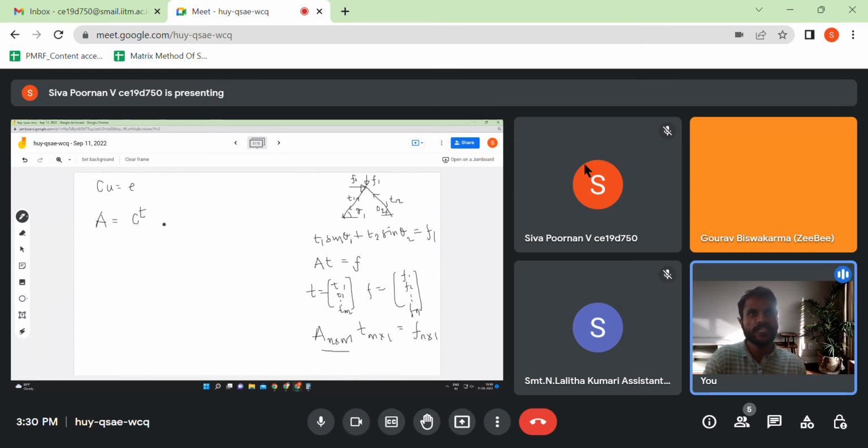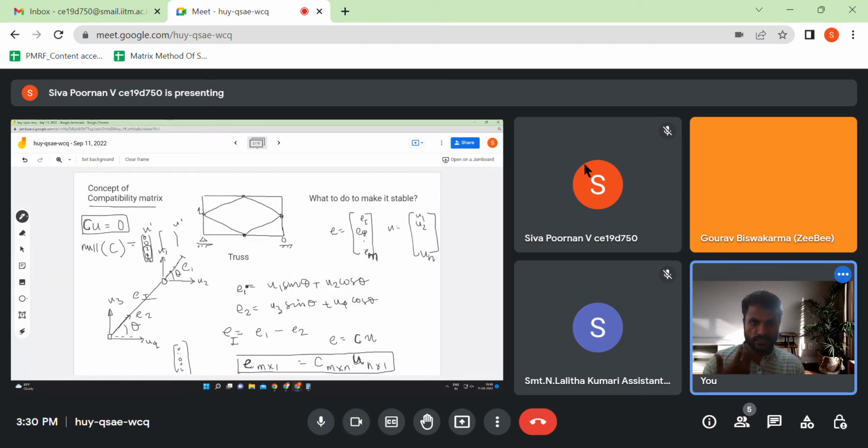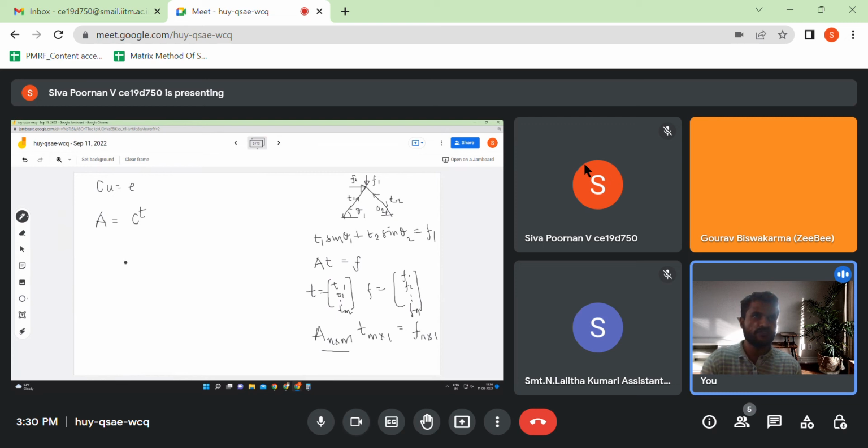You don't need two sets of equations. Actually, these equilibrium equations and compatibility equations are related; they are not independent. Everywhere you get sin theta cos theta only, and it so happens that if you find one of them, the other is just the transpose of it. It's a very interesting result. So what you can do is you can use C u equal to e and AT is equal to F.